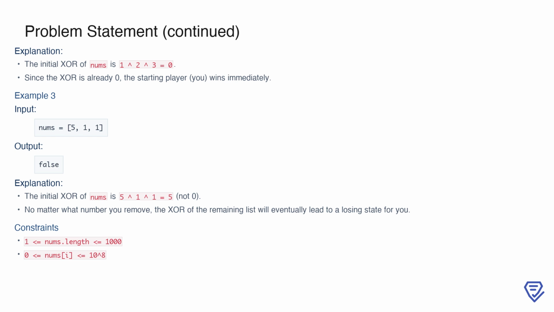Here, the initial XOR is 5 XOR 1 XOR 1 equals 5, which is not 0, so the game continues. Regardless of which number you remove, the XOR of the remaining numbers will eventually lead to a scenario where your opponent can force you into a losing position, making it impossible for you to win.